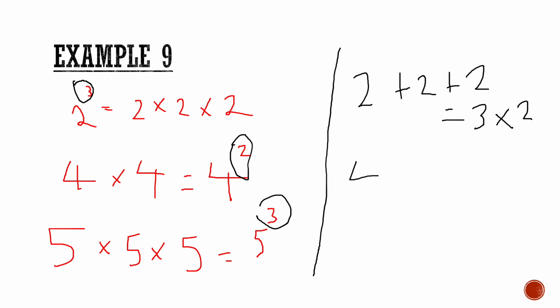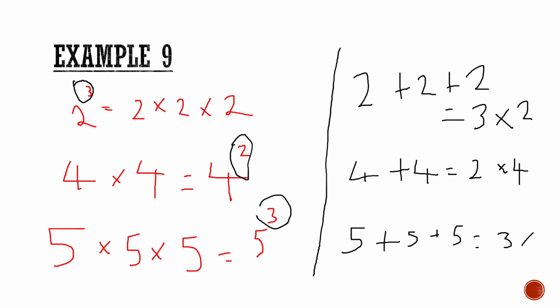Okay, if I have 4 add 4, that's the same as saying 2 lots of 4. Okay, so 2 lots of 4, which is 8. Whereas here, 4 times 4, or 4 squared, is 16. And then lastly, if I had 5 plus 5 plus 5, it would be 3 lots of 5, so 3 times 5, which is 15. So when I'm adding the same numbers, it's lots of, and when I'm multiplying, it's the power of.